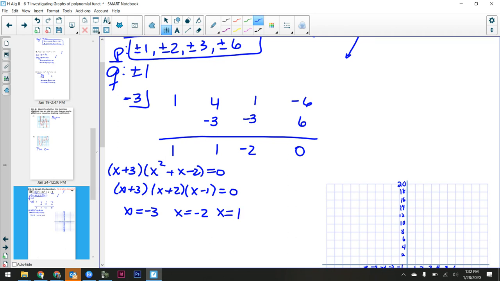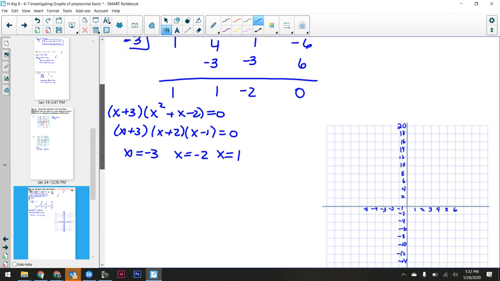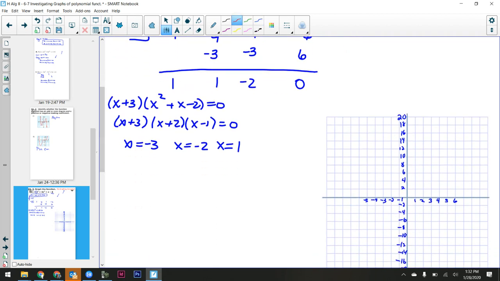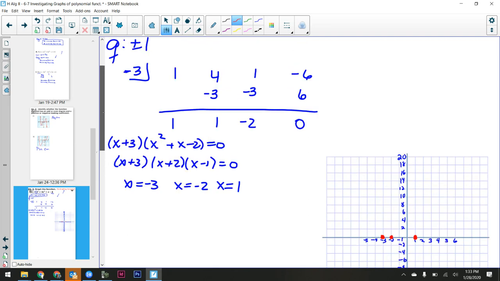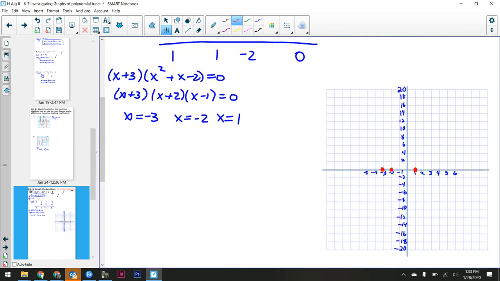Everybody following me there? So let's graph those 3 roots: positive 1, negative 2, negative 3. Remember, the end behavior is going to tell us what's happening on the far left of the leftmost x-intercept, and on the far right of my rightmost x-intercept. So what was it again? Down on the left, up on the right? Yeah. So I can just go down on the left, up on the right.